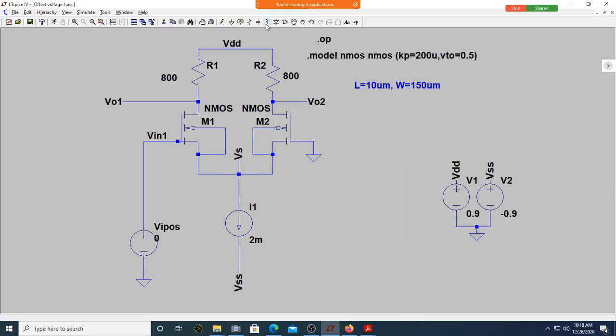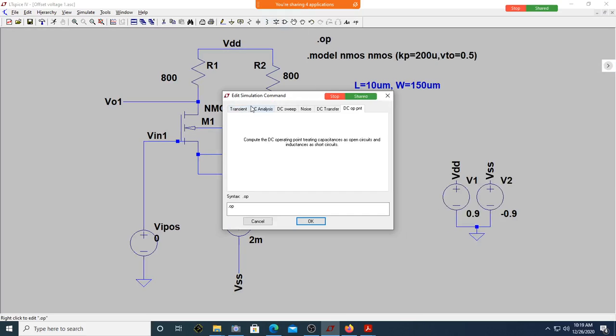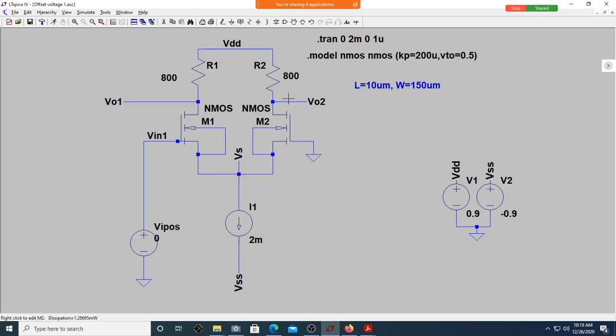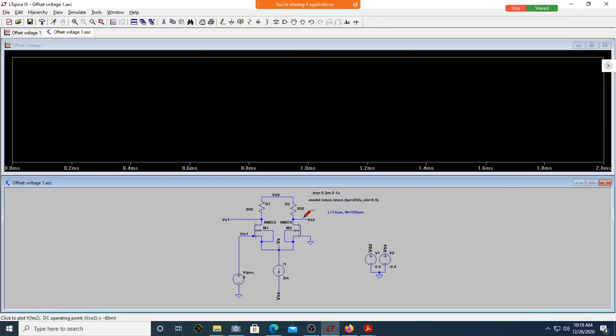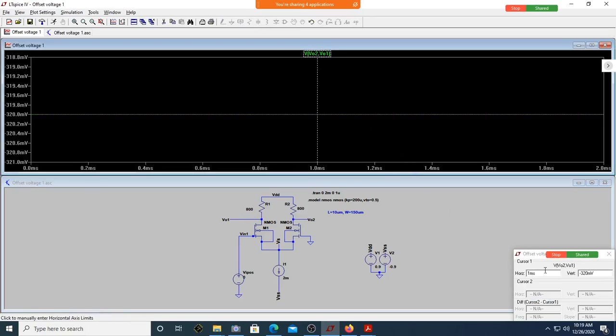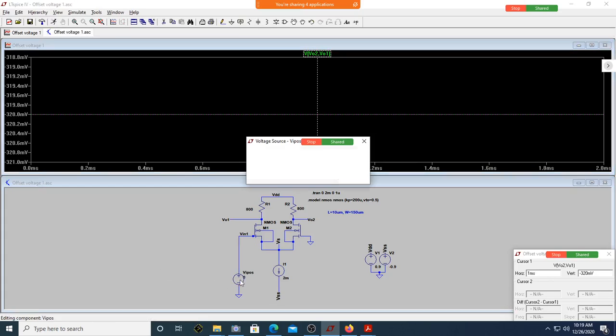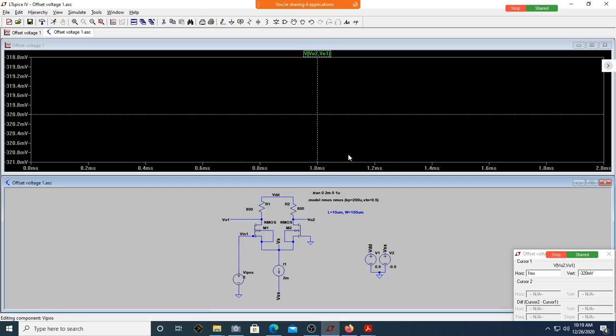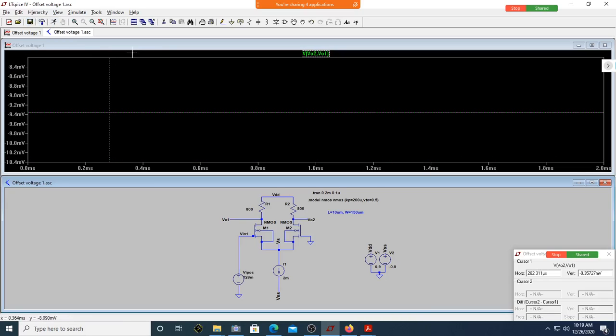Okay, let me do dot tran. Dot tran is there. From here to here it is minus 320. This is your output offset voltage. Let me make this 126 milli. 126 milli is done. Save it, run. Can you see it's almost there? 0.